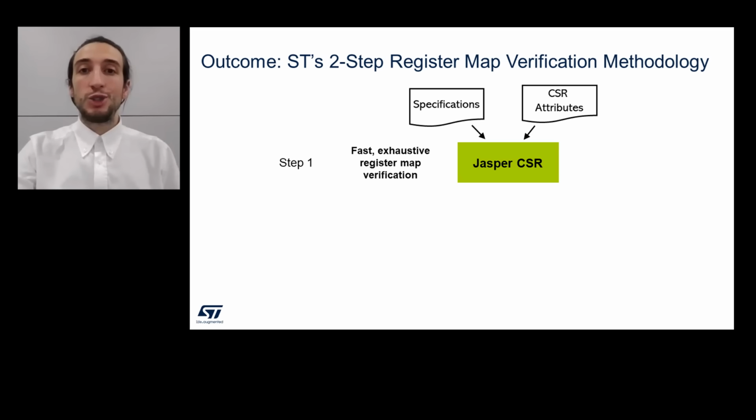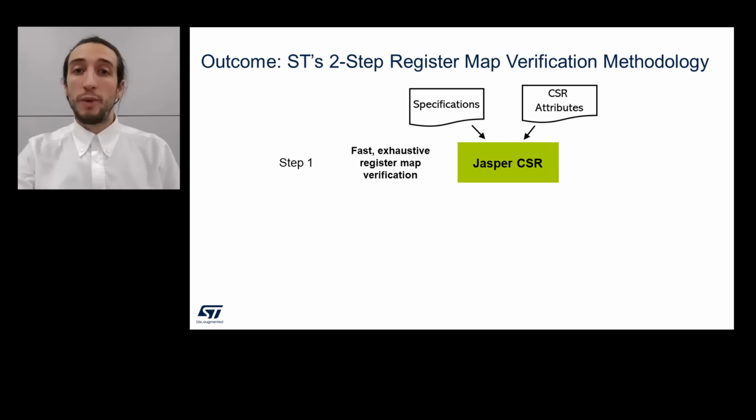Our first step is to create the CSR attributes in CSV and run Jasper. This is the fastest way to detect any bugs due to the faster setup and runtime. Additionally, in some cases, this is the only way to detect certain bugs. Examples of this kind of bugs are access type bugs, incorrect values, locking conditions, dependencies between registers, and so on.